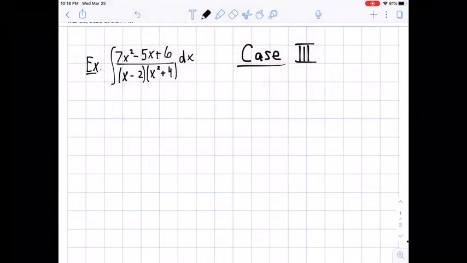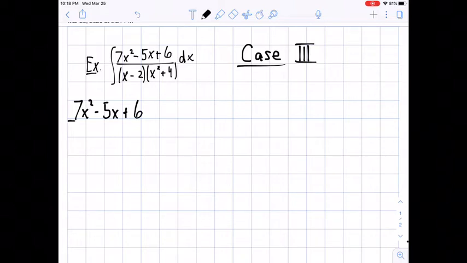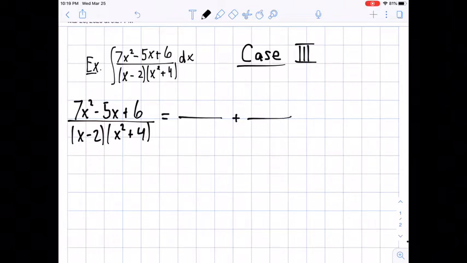But we start off in the same way. We want to set up what our partial fraction decomposition is going to look like. So let's actually just take our rational function. And if we look at the denominator, we have the x minus 2. We have that one term there. And then we have x squared plus 4 is our second term. So we're going to end up here with two different fractions in our decomposition.